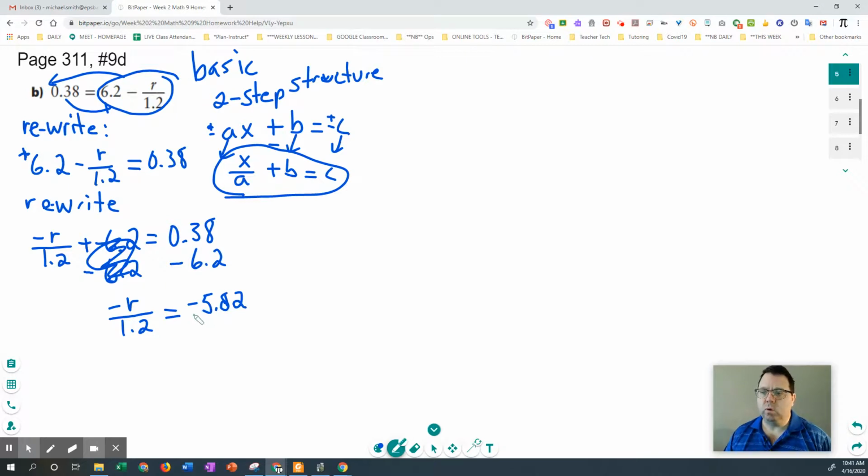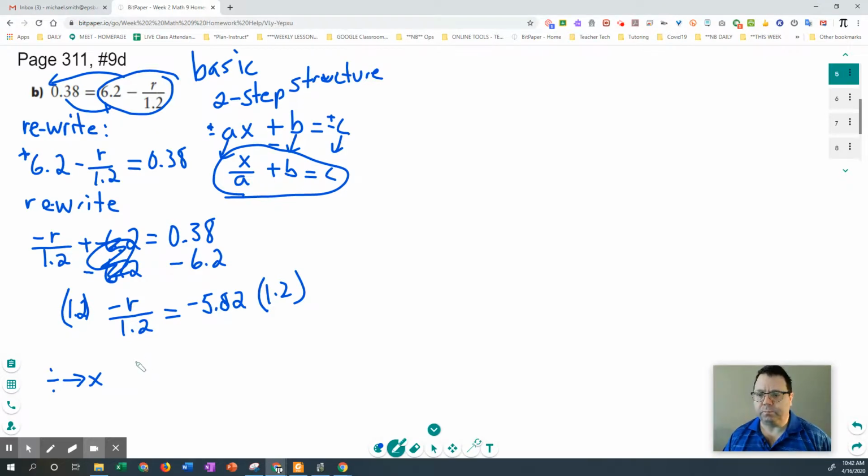So what are we going to do now? Well, we could cross multiply, or again, just with simple algebra rules of undoing. Remember undoing. What does this operation imply? It implies a division. What's the opposite of division? Multiply. So can't we just multiply both sides by 1.2? And the answer is yes, we can multiply both sides by 1.2.